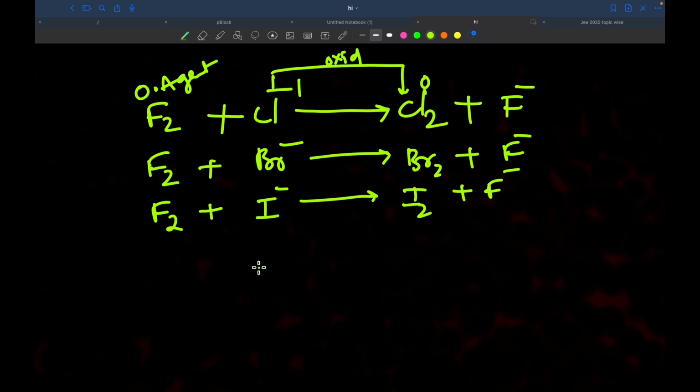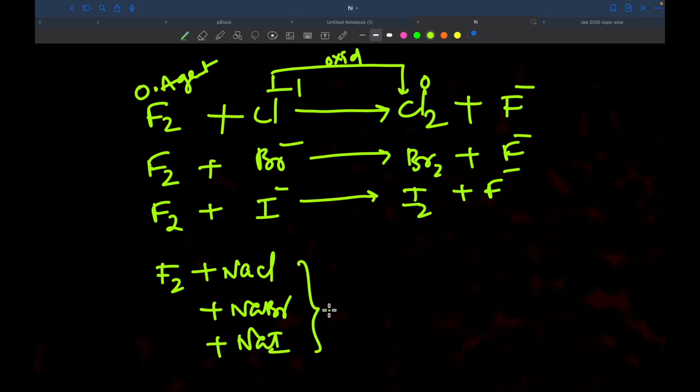What is the meaning of this? Fluorine's reaction you can do with NaCl, with NaBr, and you can also do it with NaI. So when fluorine reacts with these halides, the respective halogen gases are released by the fluorine. So there fluorine is a strong oxidizing agent. But the reverse is not possible.